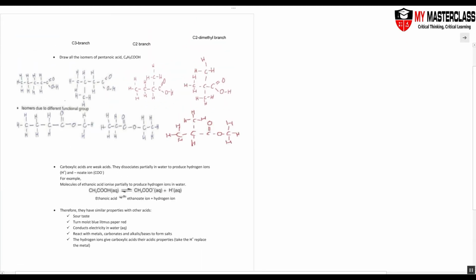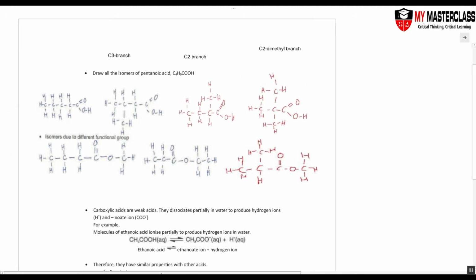Okay, so isomers. Draw all the isomers of pentanoic acid. So we have pent. This is pentanoic acid, even though it's C4, it's actually 5 carbon, yeah, be careful. Okay, so 5 carbon in your straight chain. 1, 2, 3, 4, 5. This is your regular pentanoic acid.